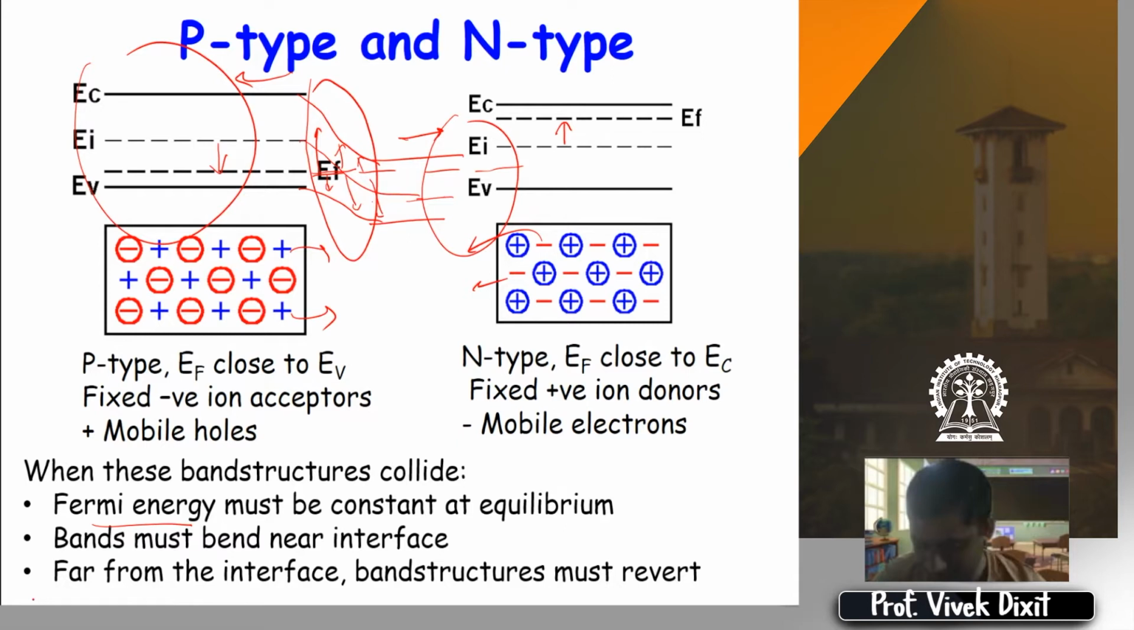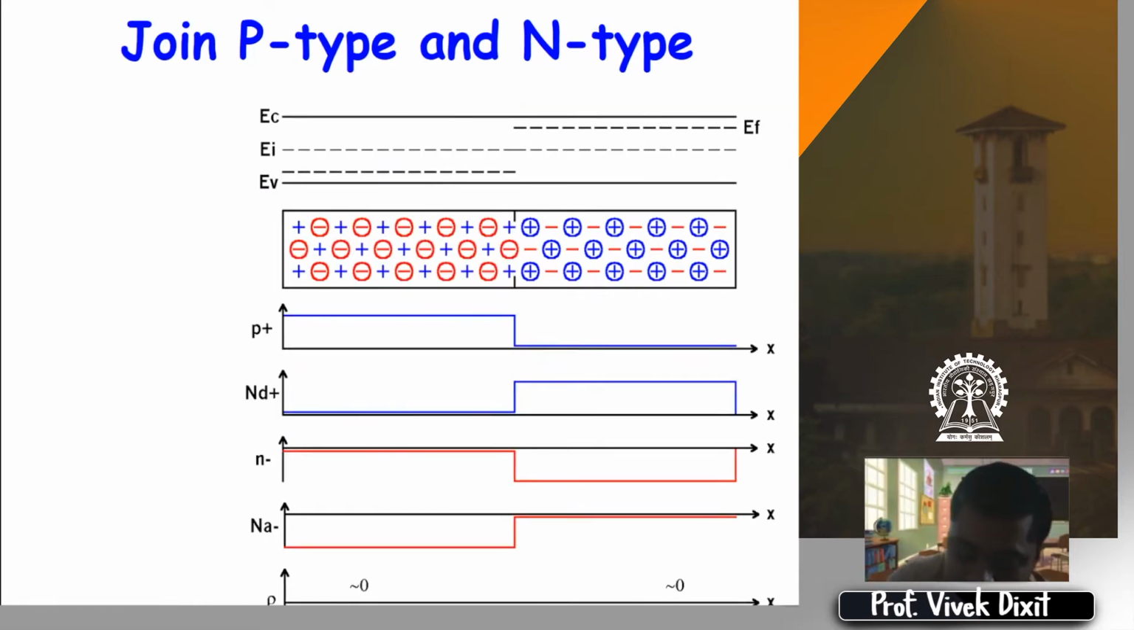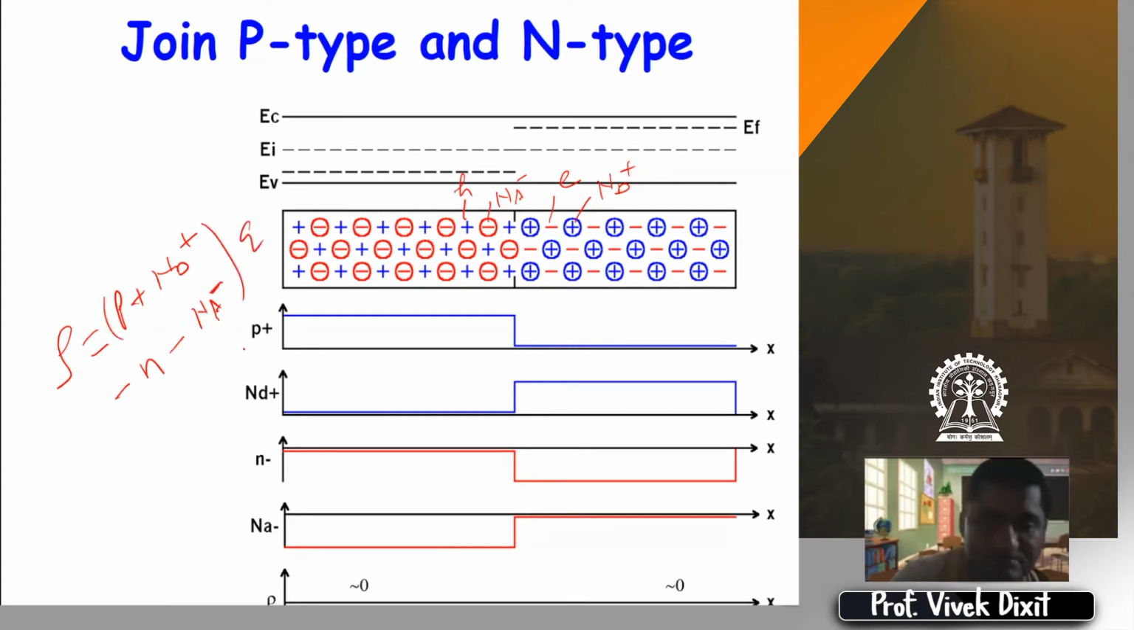So if you see here, this is a picture. So here this charge under circle, they are fixed charges. So this is basically Na minus. Charge under circle here is Nd plus, donor atoms, and these are holes and these are electrons, right? So if you look at the individual charge concentration, so total charge density is hole concentration plus donor positive ions minus electron concentration minus acceptor negative ions, right? And whole thing multiplied by q.